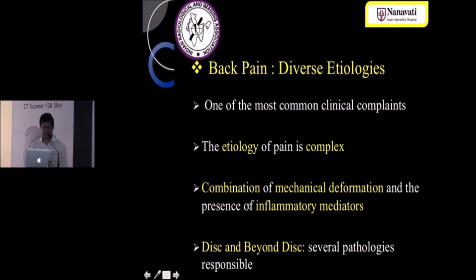It's a combination of mechanical deformation of the thecal sac or the exiting or traversing nerve roots and presence of inflammation, which gives rise to an inflammatory mediator response. Especially when the annulus ruptures and nucleus pulposus comes out, it creates a lot of inflammatory response adjoining the nerves.